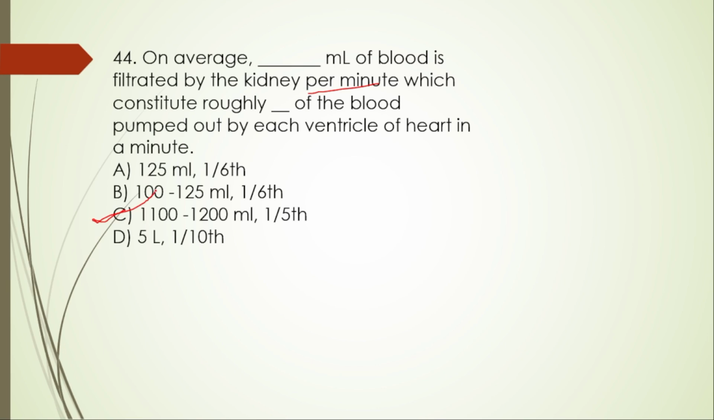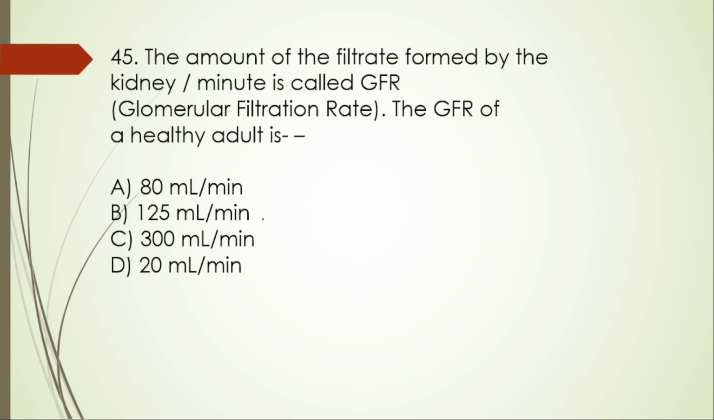1200 ml, 1/5. Renal blood flow, that is, on average the kidney filters about 1100 to 1200 ml of blood per minute, and in cardiac output comparison, this amount represents roughly 1/5 of that, that is 20% of the total blood pumped out. Okay, so this one is right.